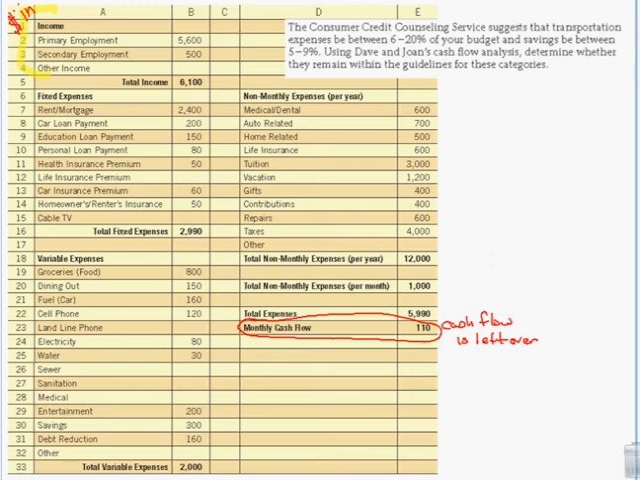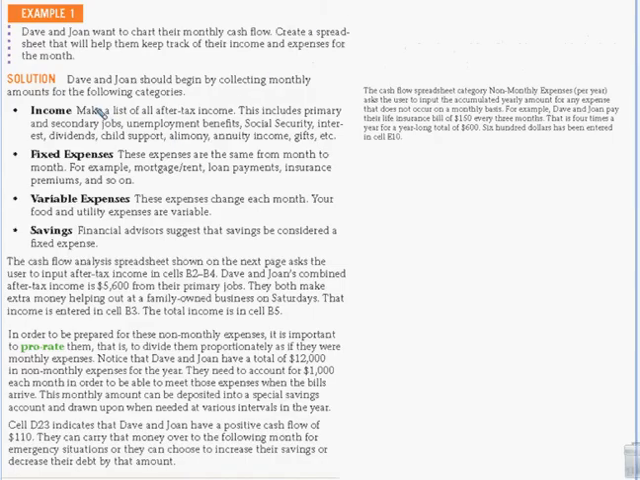Now when we look at this, first you make a list of your income after tax. This is how you do a cash flow analysis. You make a list of all your income, every income. So if you babysit every Friday for 20 bucks, put that in there. That's $80 a month. Anything that you get towards income, any money coming in.